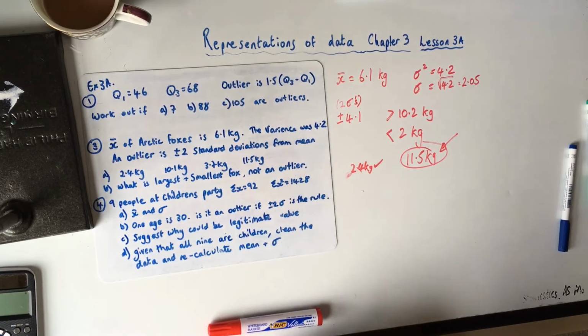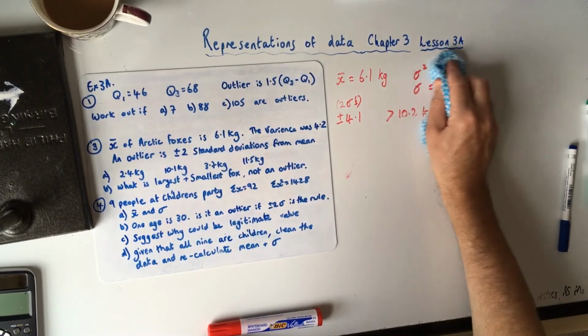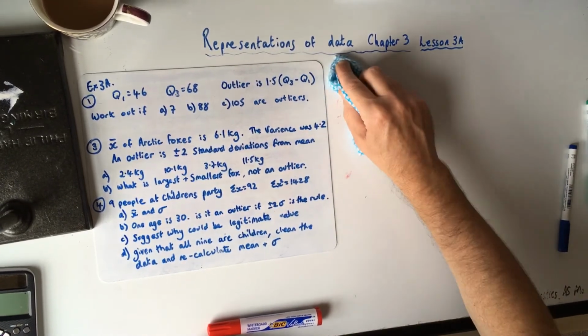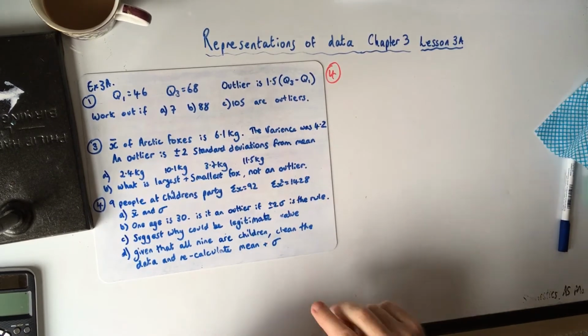Alright, so that one was number 3, about the Arctic foxes. And there was only one of those Arctic foxes that was an outlier. And number 4 is an interesting one, just because of the last question.